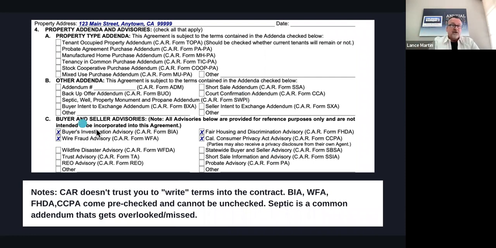Why do they make the buyer's investigation advisory separate from the actual RPA? Well, because it's not a contract. It's basically a disclosure. So anyway, I just answered my own little issue there.